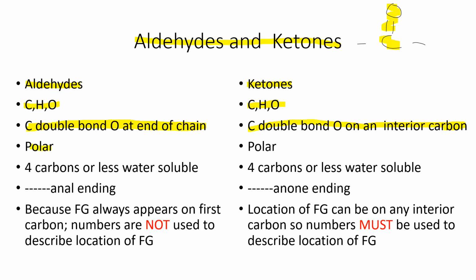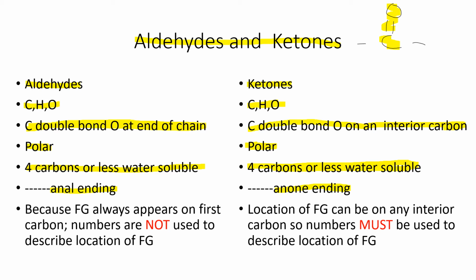Both of them are polar, and they're going to follow that 4 carbon or less water solubility rule. Both aldehydes and ketones that have 4 carbons or less will be water soluble. For aldehydes, we're going to see an anal ending, and for ketones, we're going to see an one ending.